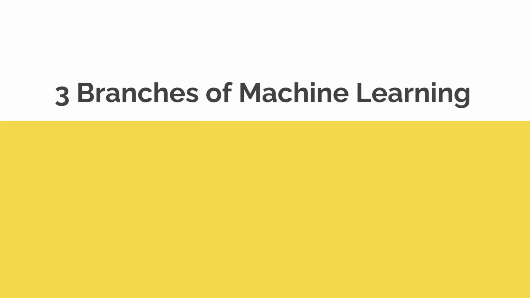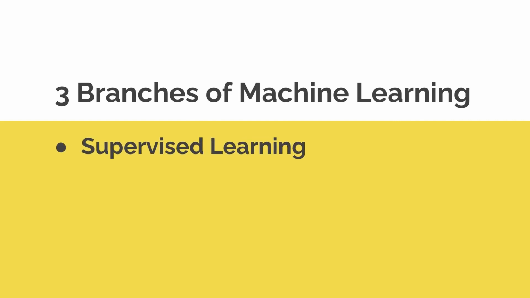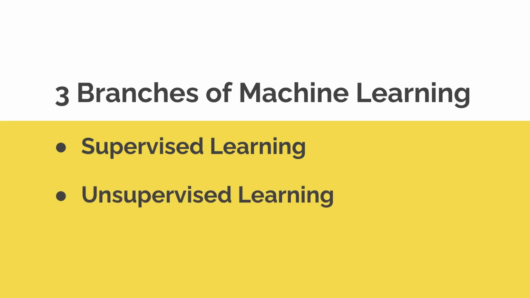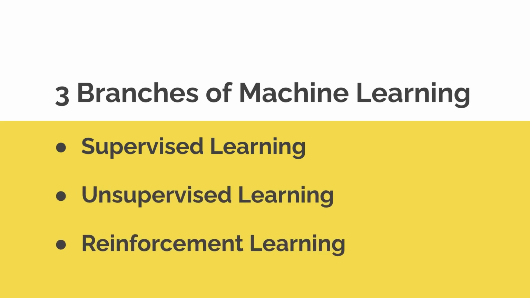Let's talk about the three branches of machine learning. Machine learning is an umbrella that contains three branches. First, supervised learning. Next, unsupervised learning. And third, reinforcement learning. Supervised learning is where you feed your machine learning model labeled data. For example, if you're trying to classify images, you will tell the model, this image is a dog, this image is a cat. That's directly opposite to unsupervised learning, where you force the model to find its own patterns.